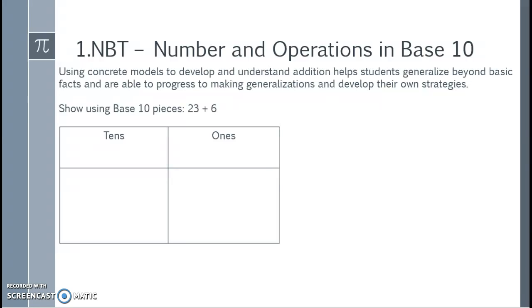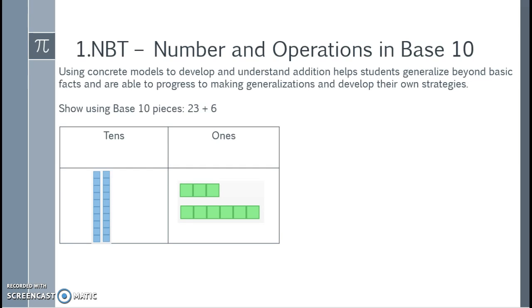Using concrete models to develop and understand addition helps students generalize beyond basic facts and are able to progress to making generalizations and develop their own strategies. So let's show 23 plus 6 using base 10 pieces. So 23 is 2 tens and 3 ones, and 6 by itself is just 6 ones.